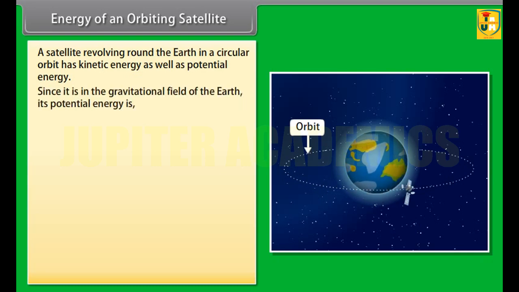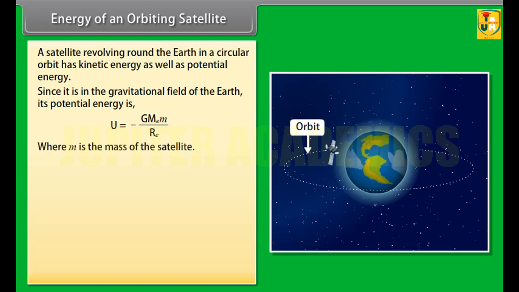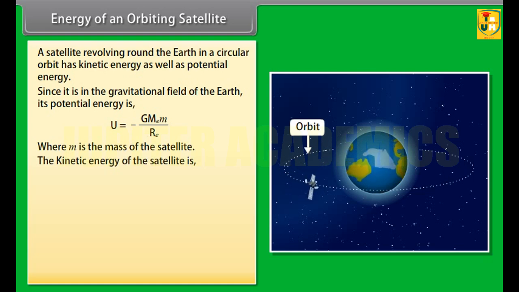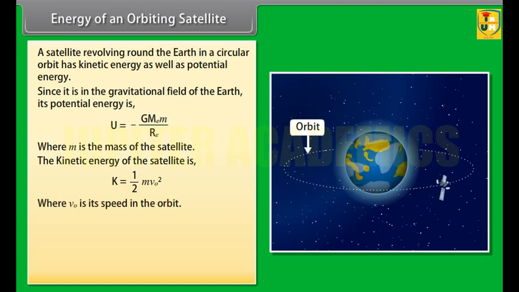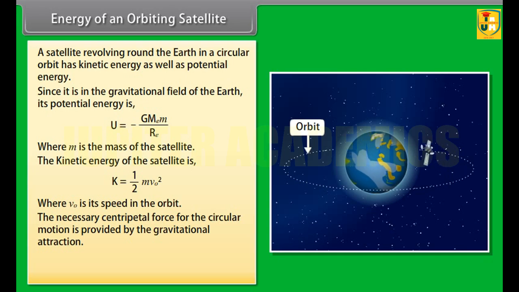Since it is in the gravitational field of the Earth, its potential energy is U equal to minus G M_E M divided by R_E, where M is the mass of the satellite. The kinetic energy of the satellite is K equal to half m v naught squared, where v naught is its speed in the orbit. The necessary centripetal force for the circular motion is provided by the gravitational attraction.